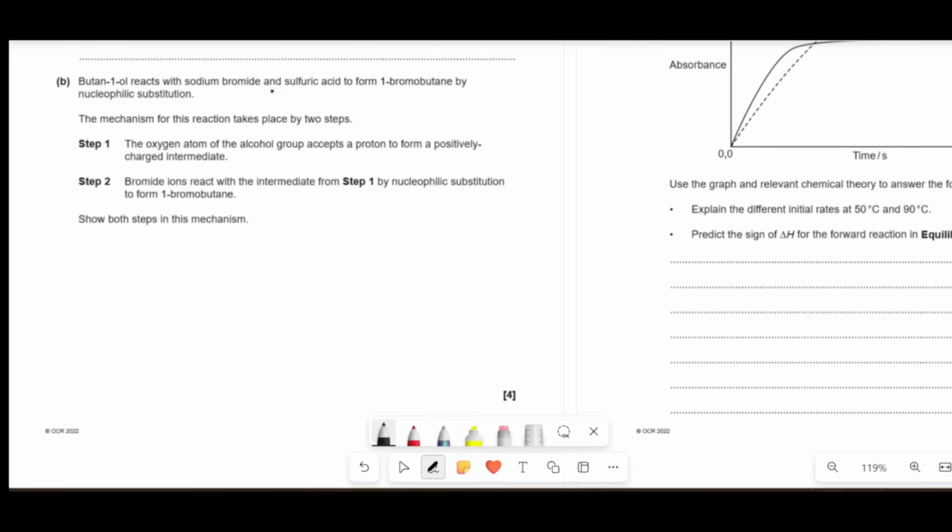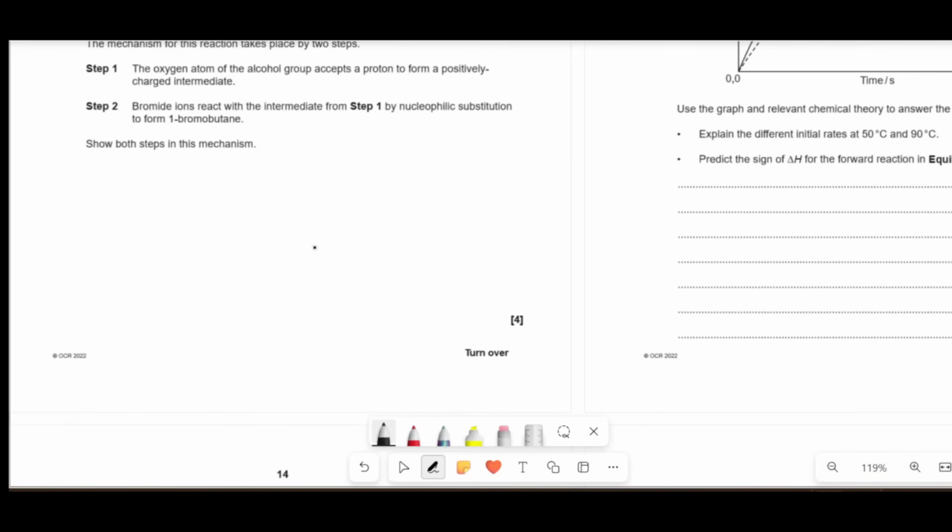Now it says butan-1-ol reacts with sodium bromide and sulfuric acid to form 1-bromobutane via nucleophilic substitution, and the mechanism takes place in 2 steps. The oxygen atom of the alcohol group accepts a proton to form a positively charged intermediate, and then bromide ions react with the intermediate from step 1 via nucleophilic substitution to form 1-bromobutane. They love doing this, where they give you a mechanism you don't recognize, and then people panic, like, oh my God, I don't know this mechanism. Just work with what the question's telling you.